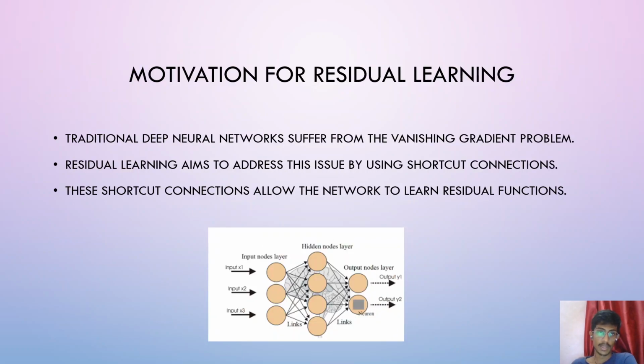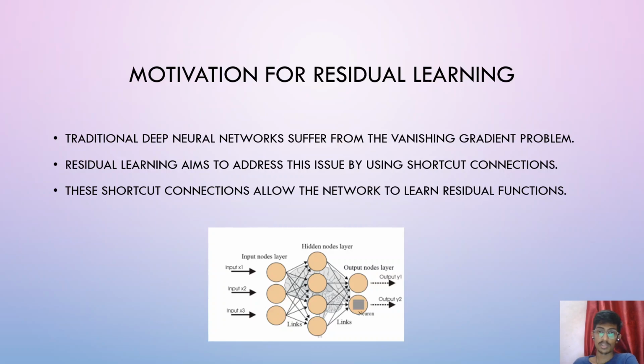Coming to the motivation for residual learning: traditional deep neural networks suffer from the vanishing gradient problem, and residual learning aims to address this issue by using shortcut connections, and these shortcut connections allow the network to learn functions. I have also made a video about the vanishing gradient problem, and I'll be explaining it once again.